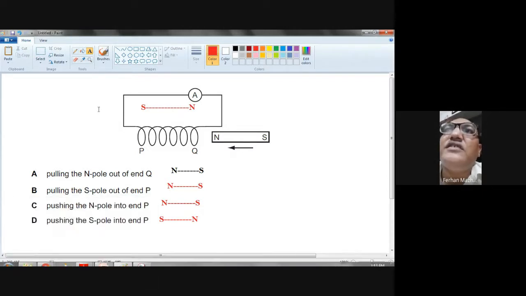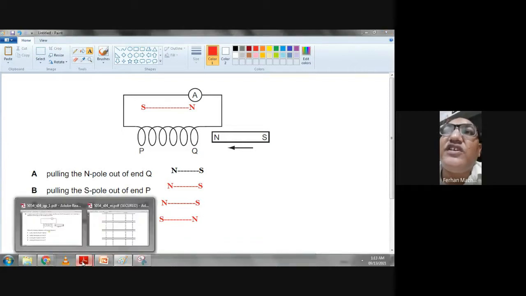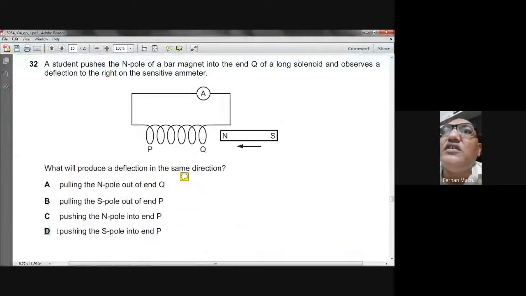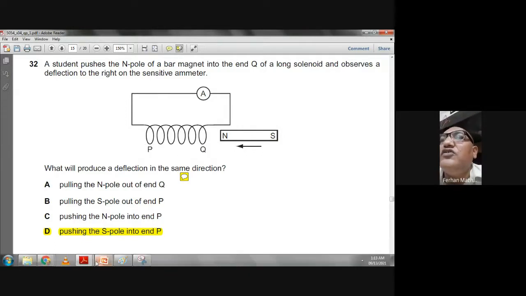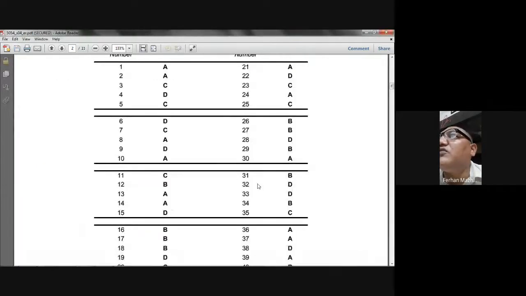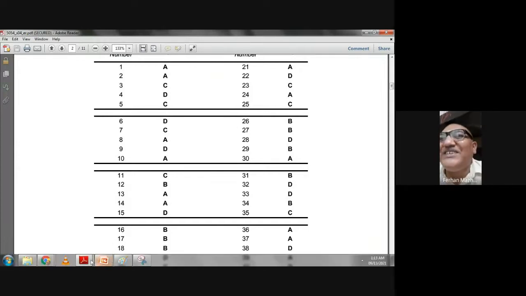I hope that you have understood this logic. D is the right option, sir. What will produce a deflection in the same direction? We think D, because D is the only motion where you will have the same poles on the coil as those produced originally. So question number 32, D is the right option. It was very tricky. Hopefully you have understood.